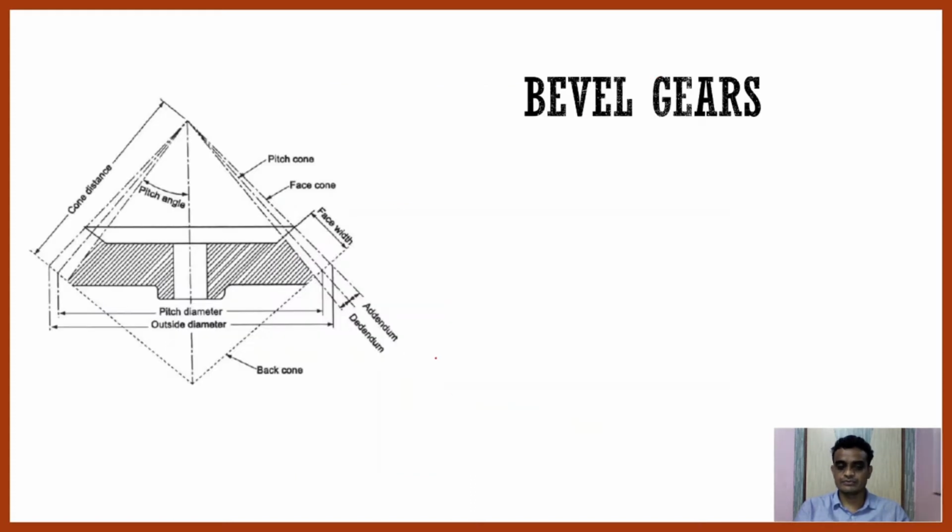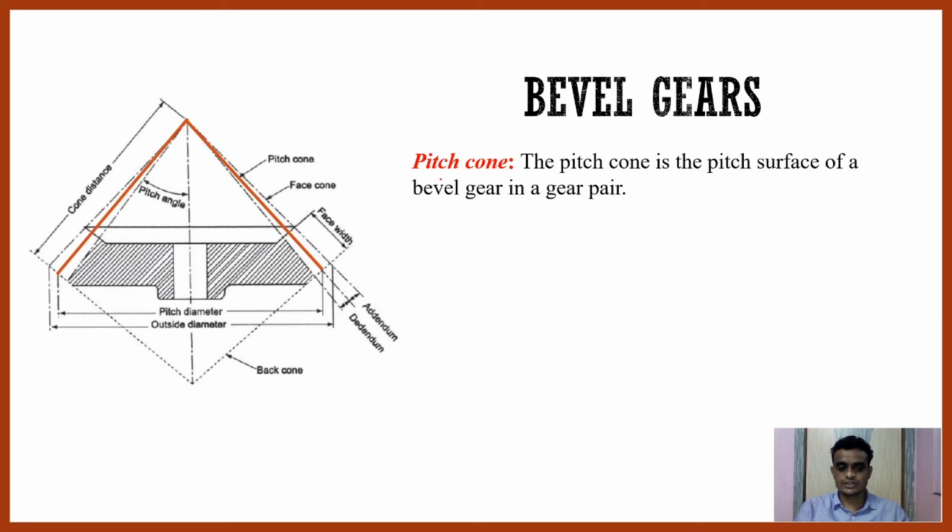Now we are going to study the geometry and the nomenclature of the bevel gear. First one is the pitch cone. This is the tooth of the bevel gear. This is the pitch line, and this is again the pitch line. This is the cone which is equivalent to the gear, and when two cones mesh with each other, they will give the same performance as that of the gear. These are the pitch cones.